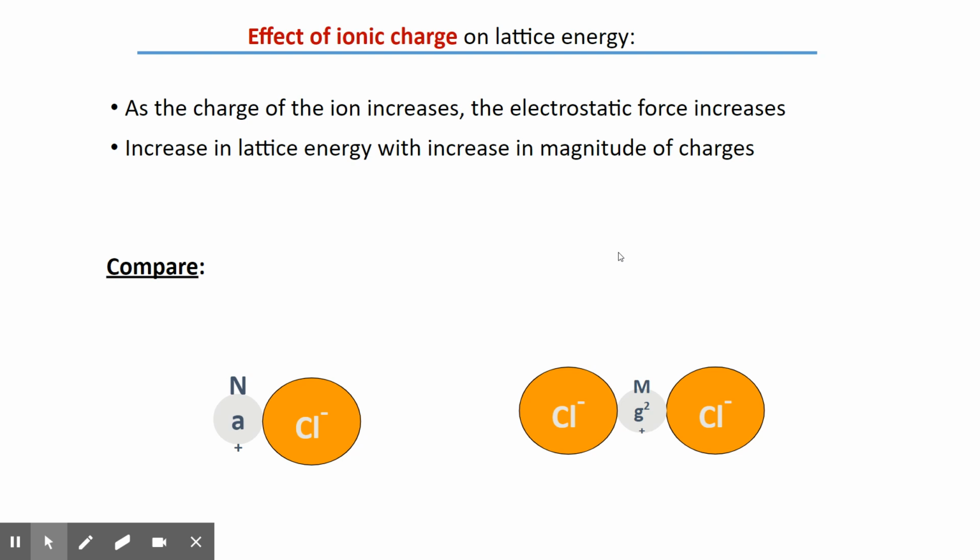Okay, now let's talk about the electrostatic force. So as the charge of the ion increases, the electrostatic force increases.